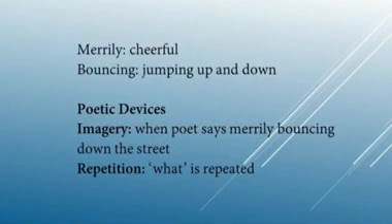So here some poetic devices are given: imagery and repetition. Imagery is when the poet says merrily bouncing down the street. When the poet says that I saw the ball merrily bouncing down the street, that is imagery. You will get a picture of that one image. Repetition. What is repeated there?